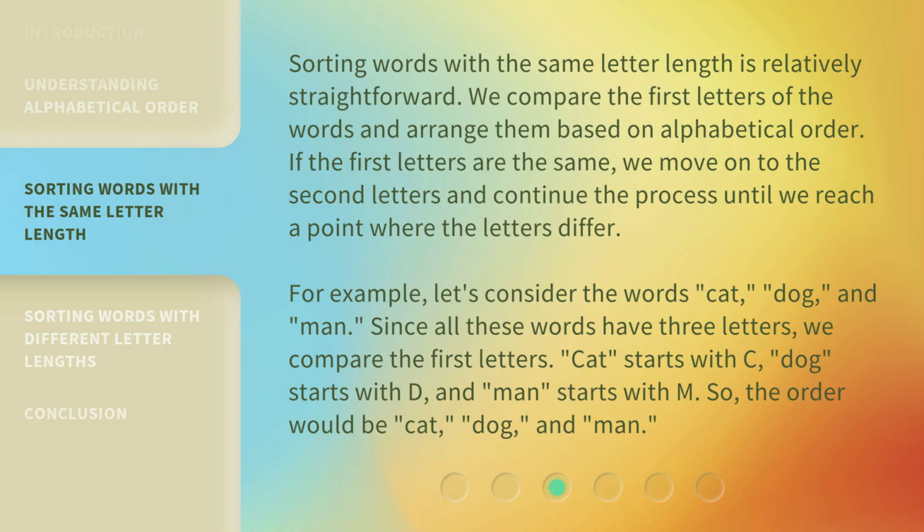For example, let's consider the words cat, dog, and man. Since all these words have 3 letters, we compare the first letters. Cat starts with C, dog starts with D, and man starts with M. So, the order would be cat, dog, and man.